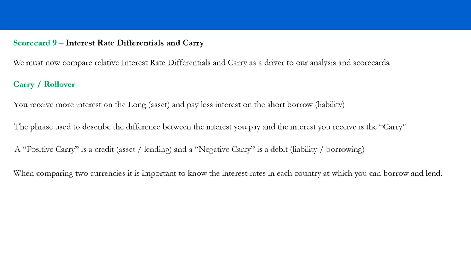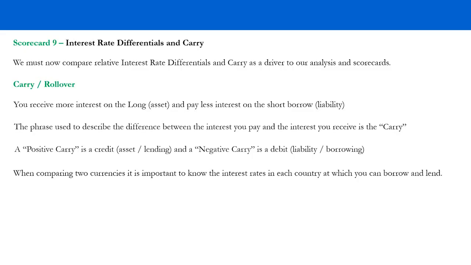Now, just recapping on the carry rollover, what is actually happening is you're attempting to receive more interest on the long asset and pay less interest on the short asset. So the long side of the currency pair versus the short side of the currency pair. And the long side is in itself the asset because you're receiving interest on it. And the short side is really a liability because you're paying interest out, you're borrowing.